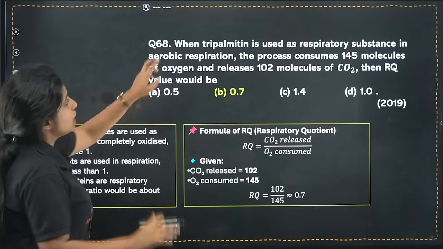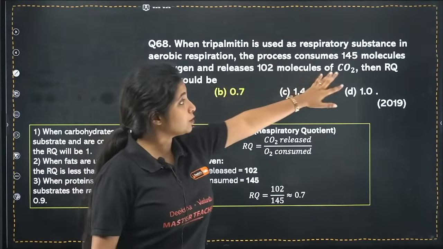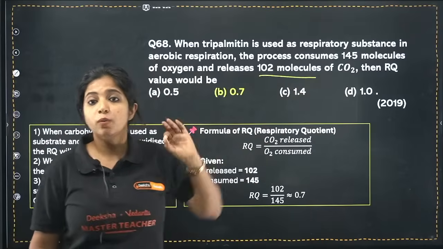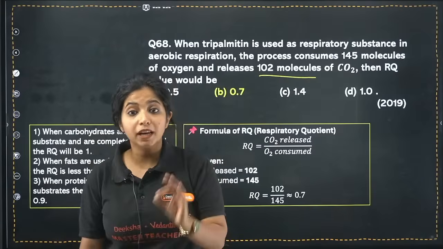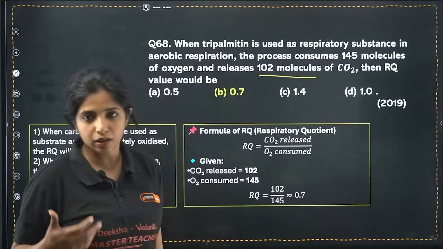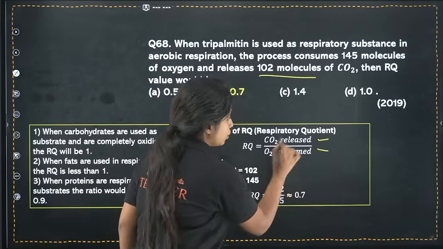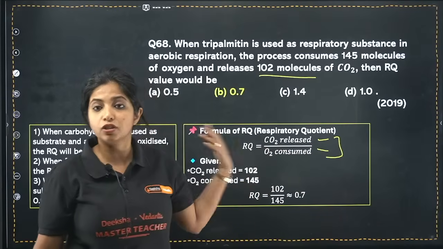The next thing: when tripalmitin is used as a respiratory substance in aerobic respiration, the process consumes 145 molecules of oxygen, releases 102 molecules of CO2. What is the RQ value? Listen, respiratory quotient is very simple. What happens in respiration? Oxygen is being utilized, CO2 is being evolved, right? CO2 evolves and oxygen is being consumed. So the formula for that is this. Please remember the formula if at all they ask the formula.